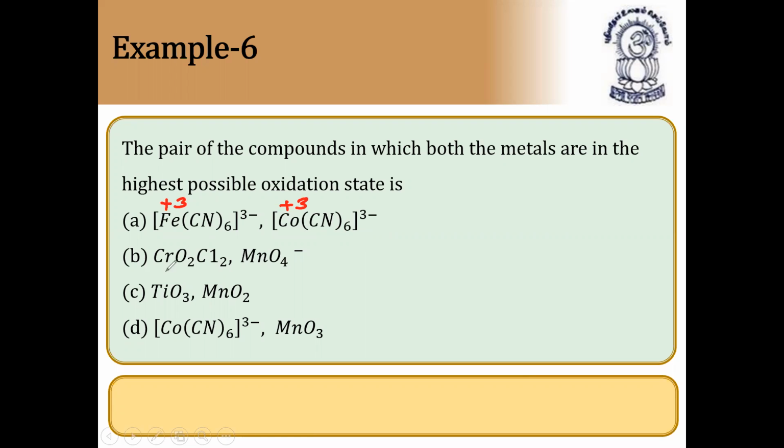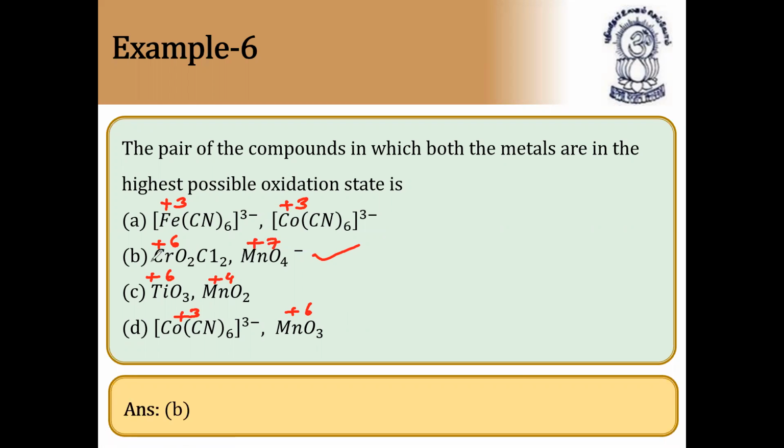So CrO2Cl2, the oxidation state of chromium is +6, and here it is +7 manganese. And in CrO3 it is +6 and the other is +4. And [Co(CN)6]3-, this is +3 and this should be +6. So the pair of compounds in which both the metals are in the highest possible oxidation state, we have chromium and the manganate ion. So definitely this should be the answer. Let us see the answer now. It is option B.